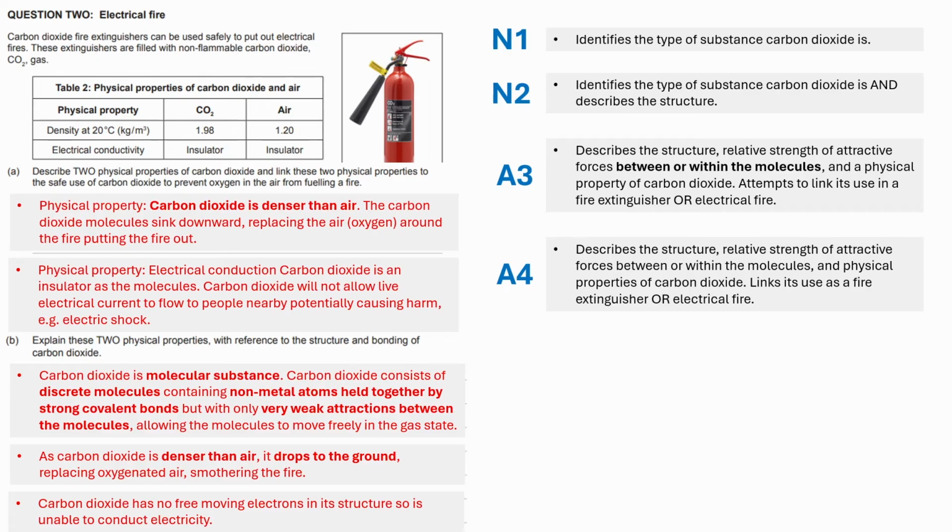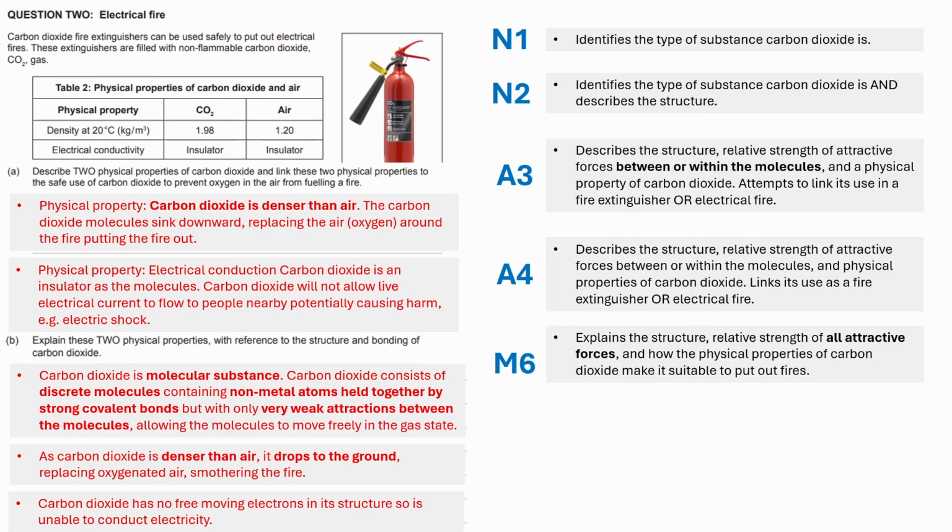What's different here? Describes the structure relative to the attractive forces between or within the molecules, and physical properties of carbon dioxide. So in A3, you just needed to link it to one of the physical properties, but in A4, you need to have talked about physical properties, right? So talked about the two properties, density and electrical conductivity. So they might give you an A3 if you just had one of the properties, but A4 you need both.